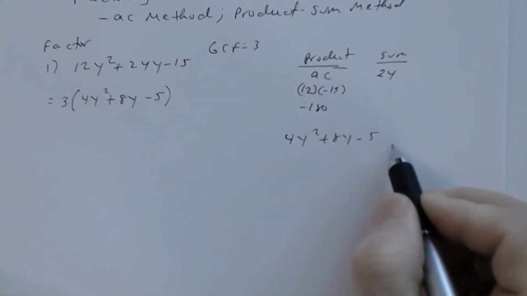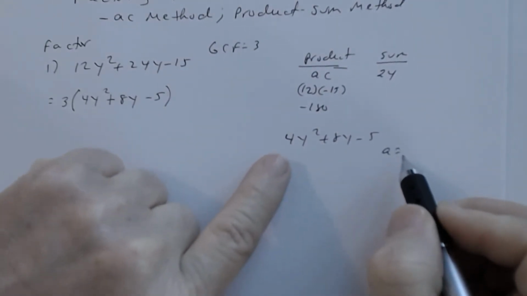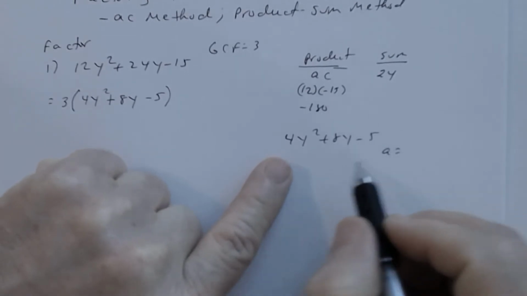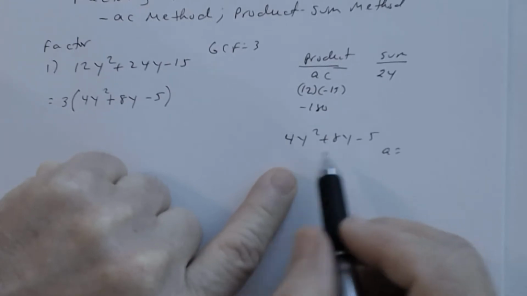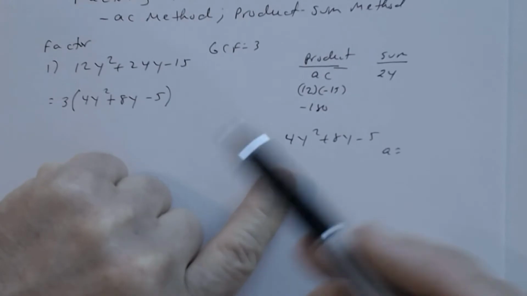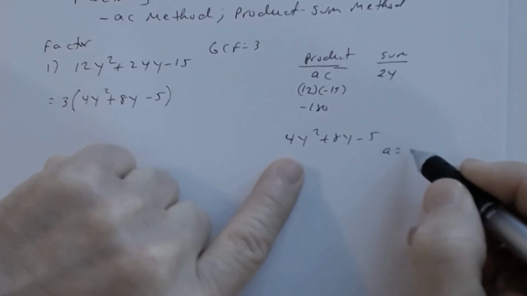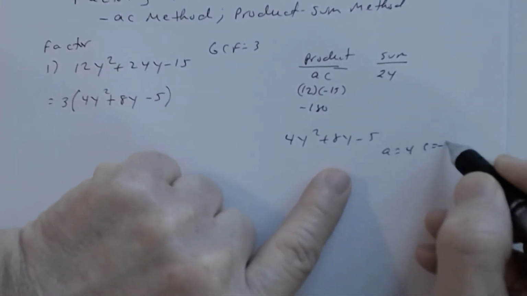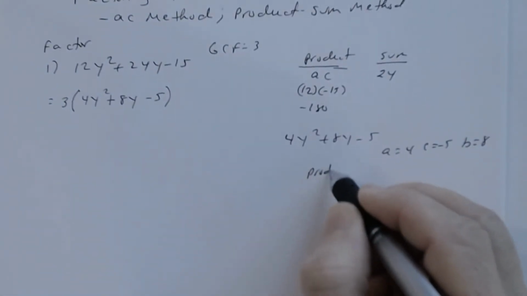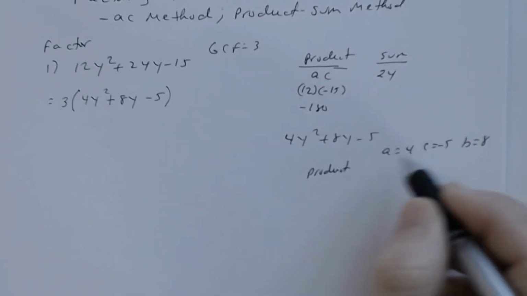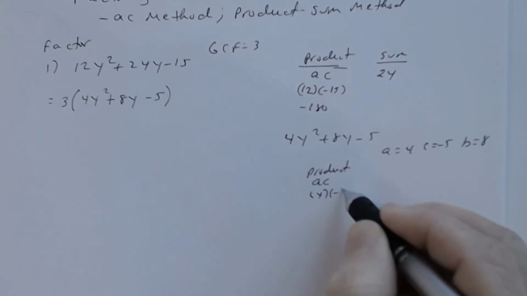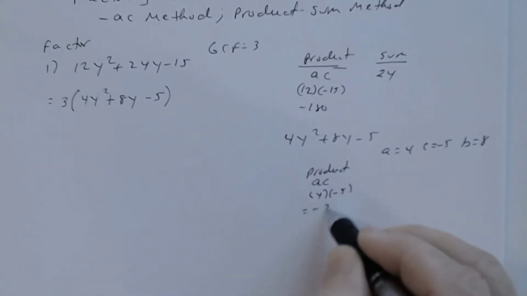So notice that A is the coefficient of y squared. Now remember, let me just make a remark. When doing the AC method, you need to write this in standard form, so in descending order. So this should be in descending order to begin with. So I get A is 4, C is negative 5, and B is 8. And so the product, watch what happens. The product, remember, is AC, which is 4 times negative 5. And if I look at that, that's negative 20.